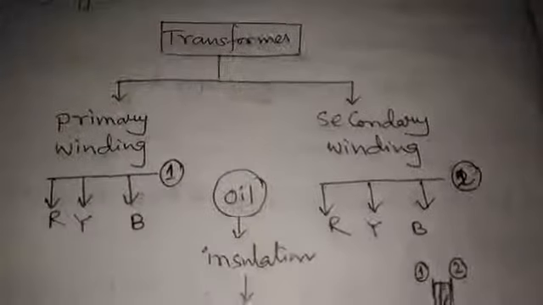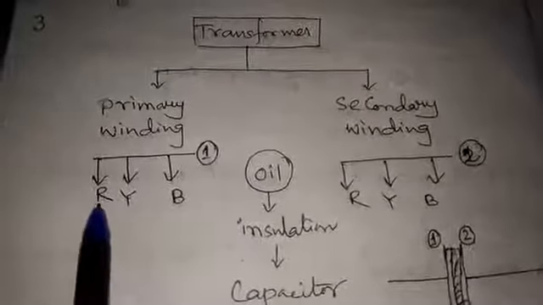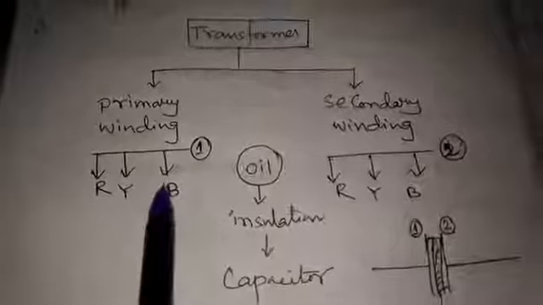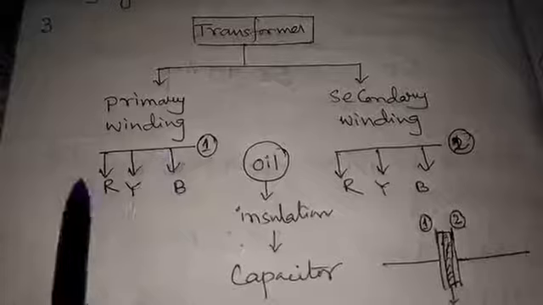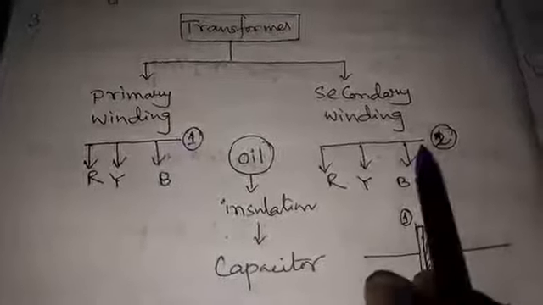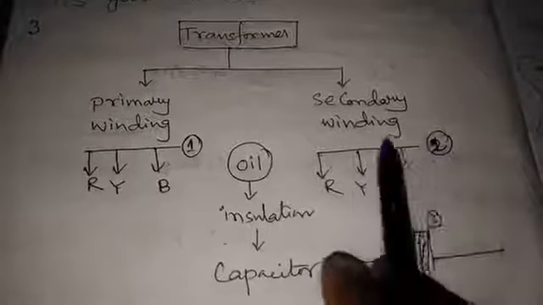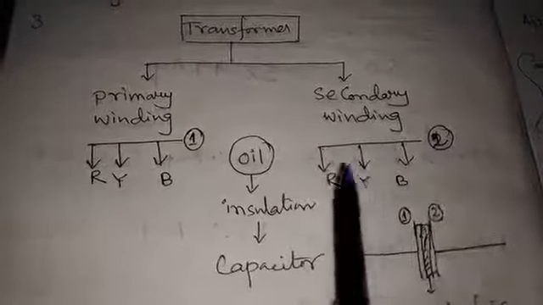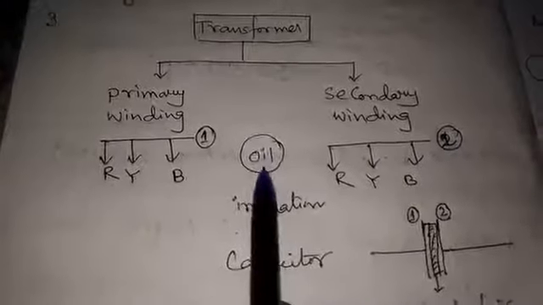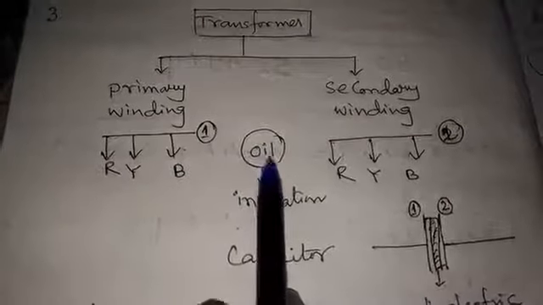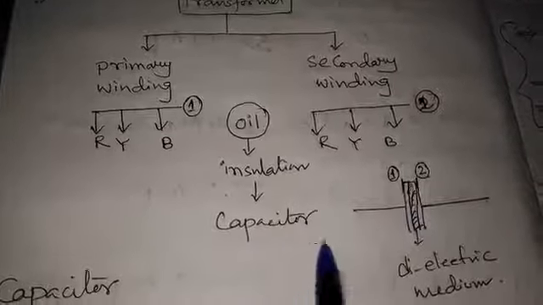Transformers have two windings, one is primary and the other is secondary. If you think about the vector diagram or the connection, on the primary side we have the three windings R, Y, B. So this is one conductor, and the secondary side also has the three connections R, Y, B. So this is the second conductor. In between the first conductor and second conductor, oil is present in the transformer. So oil is the insulation of the transformer, or the capacitor of the transformer.